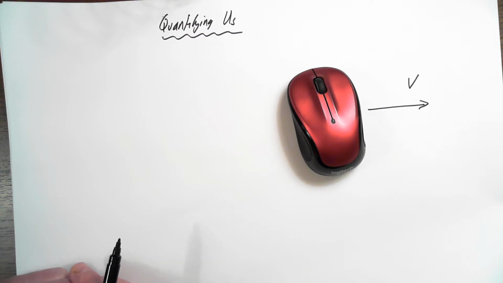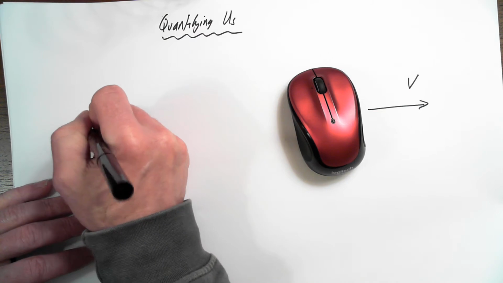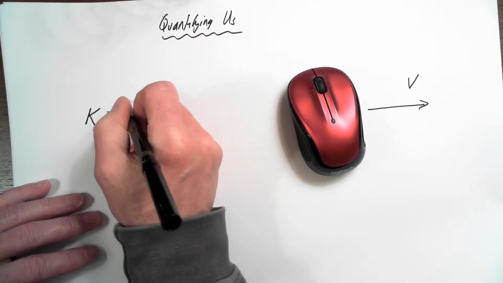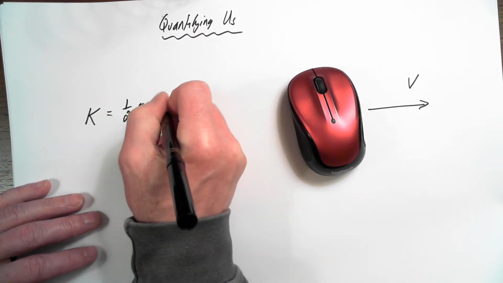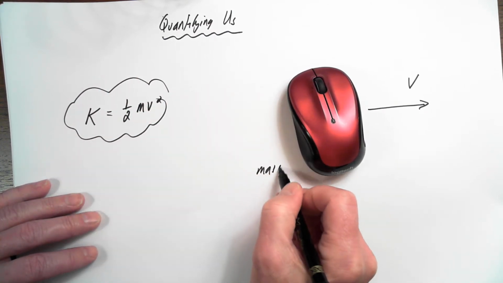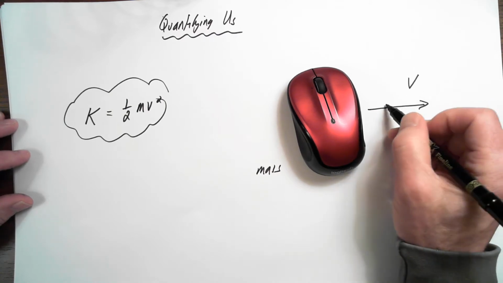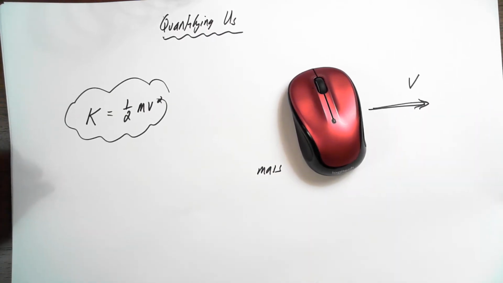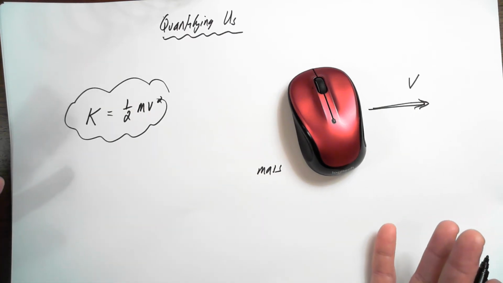What would I do? Do you remember? K, the kinetic energy, we have a formula, 1/2 mv squared. All right, so all I would need is to know the mass of my mouse, and I would need to be able to get the speed, and that's all there is to it. I didn't have to know the amount of work that was done.